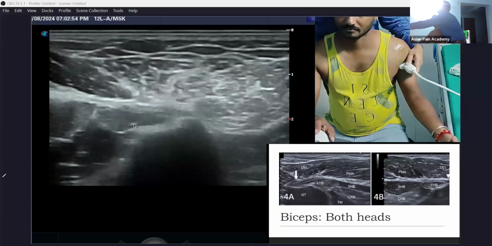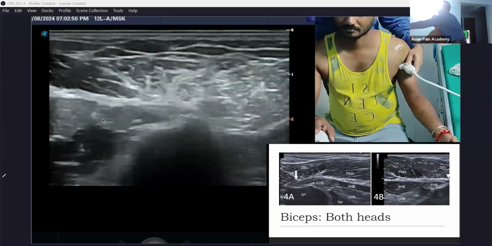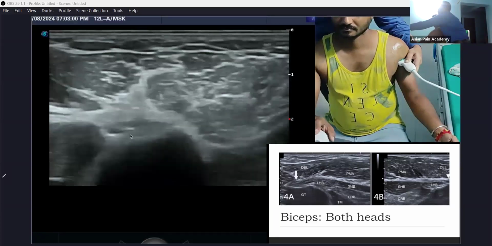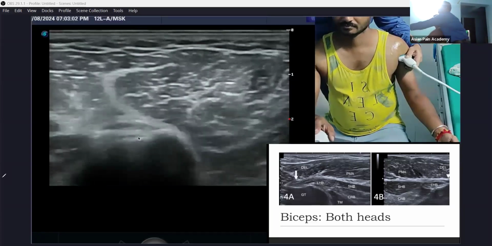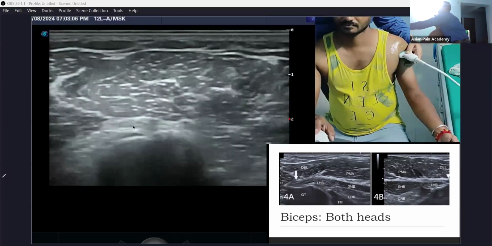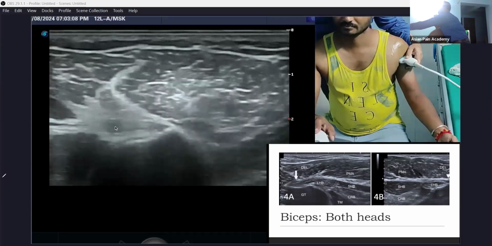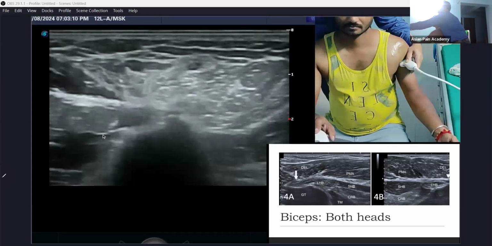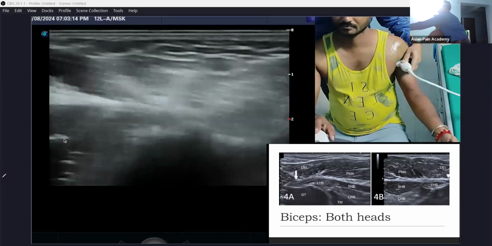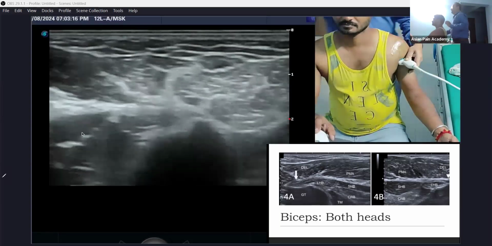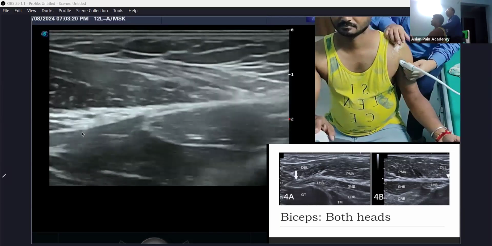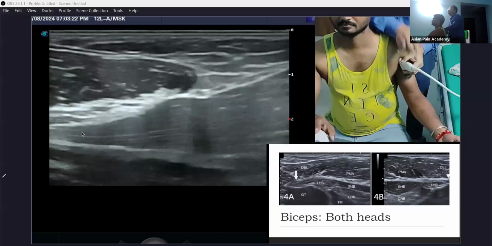Okay, so you have seen. This is the long head, this is the short head. How does this long head become tendon? Here this long head has become tendon. Okay, you can see, this has become tendon. This is the long head. And the short head, as I told you, this is the short head. Let us see how this short head goes and joins with the coracoid process.